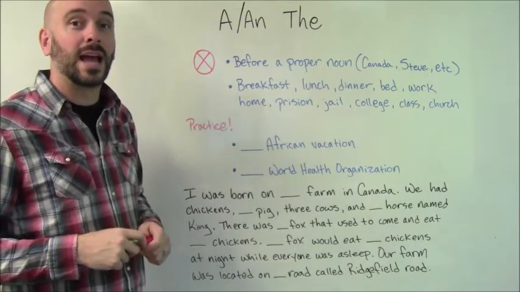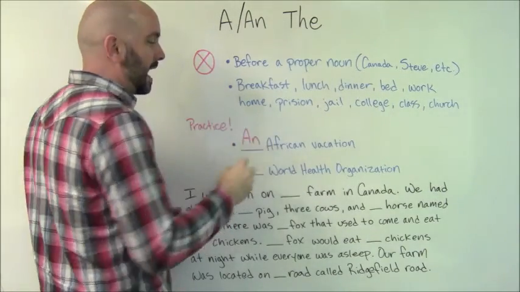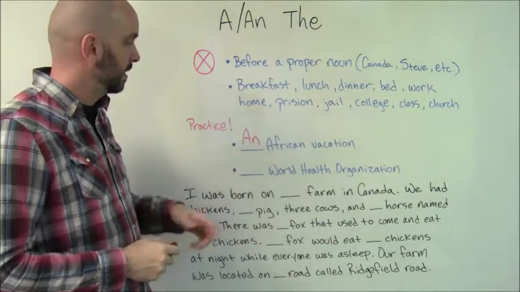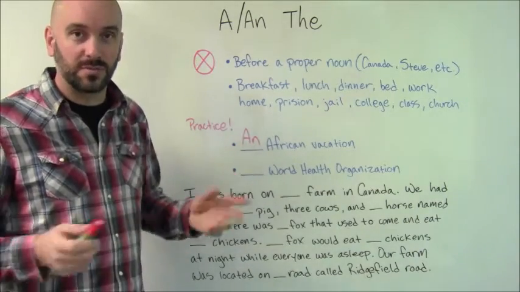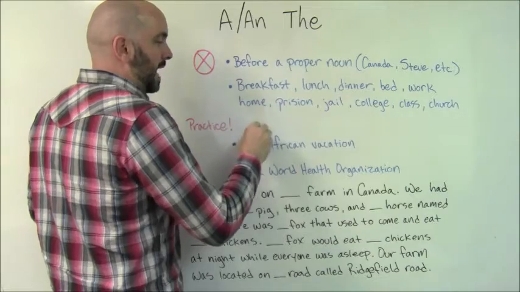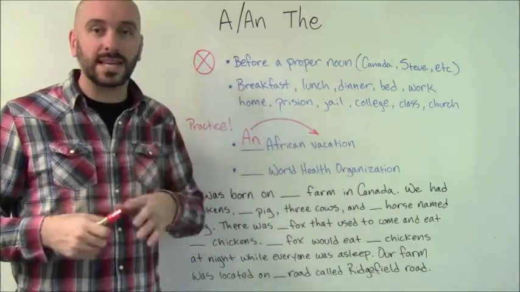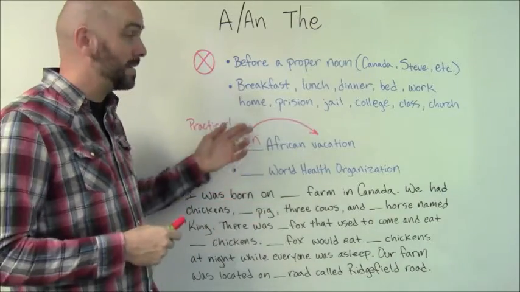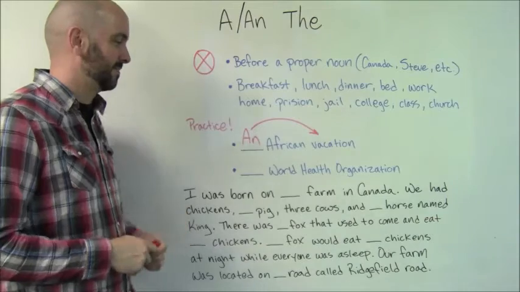If you said an, you'd be right. An African vacation. We're working with an because African starts with a vowel, but an is connected to vacation. I'm taking one vacation of many. An African vacation. Let's look at the next one.